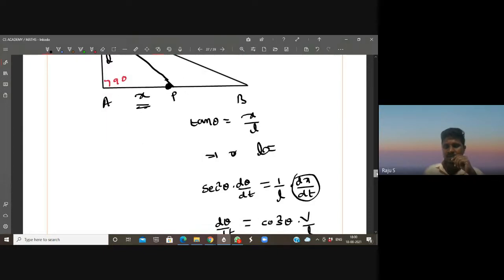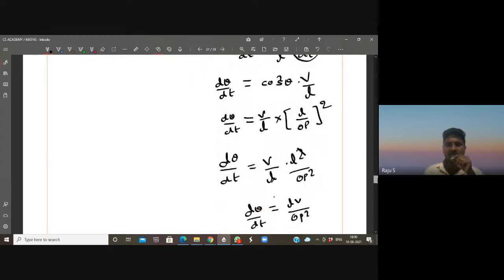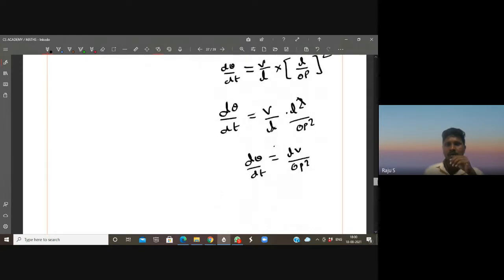So I differentiated tan theta is equal to x by L on both sides. I substituted cos theta and everything. We got d theta by dt is equal to like this.